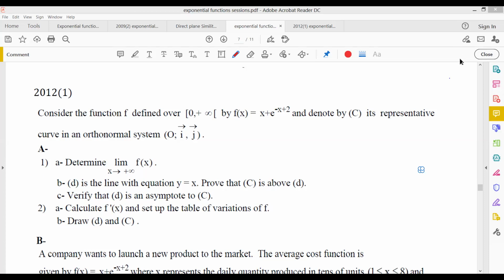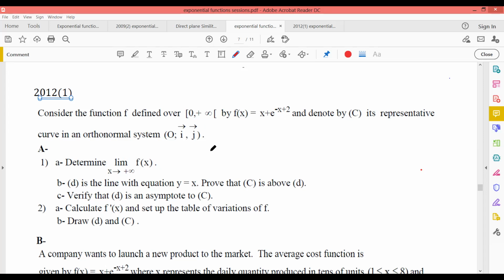Okay, let's start. So 2012, the first chance. We have the function defined over 0 plus infinity by f(x) equals x plus e to the power minus x plus 2. Part 1a, how to calculate the limit as x tends to plus infinity of f(x). How much is the limit as x tends to plus infinity of f(x)?